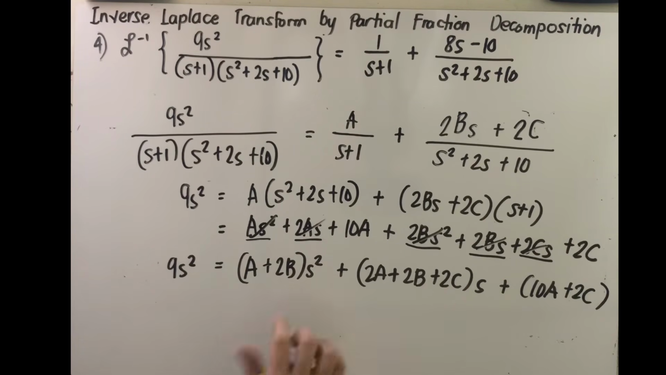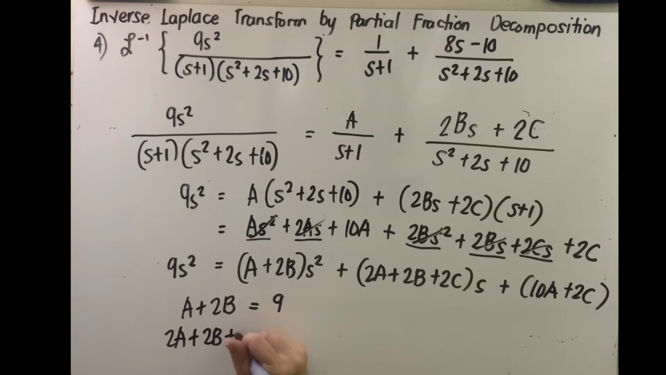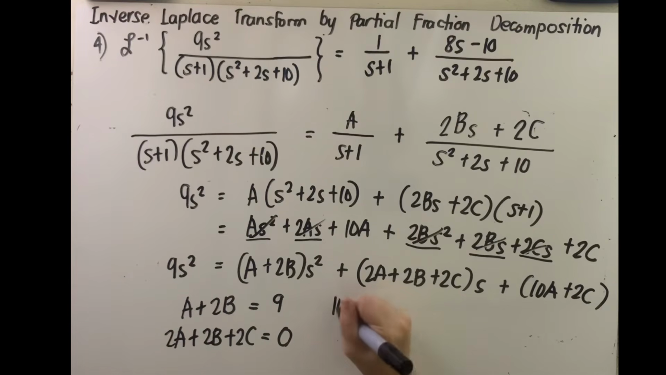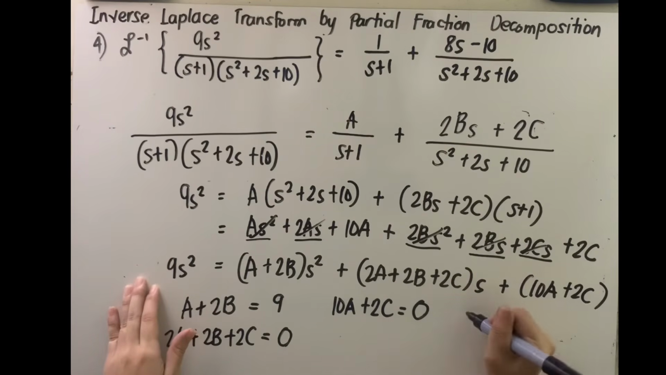So, for the s squared term, you have there A plus 2B. For the s squared term, ang coefficient sa left side is 9. And then, for the s term, you have 2A plus 2B plus 2C. At wala kang s term sa left, kaya 0 ito. And then, your last equation would be the constant 10A plus 2C. But you do not have a constant on the left, so 0 din yan. And then, we're going to use our calculator to solve for A, B, and C.